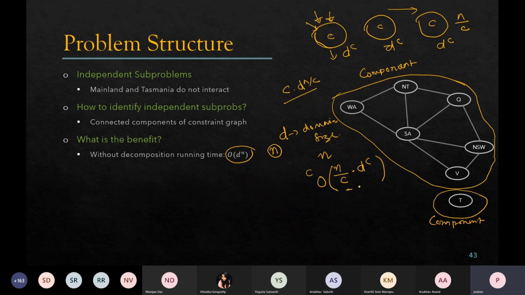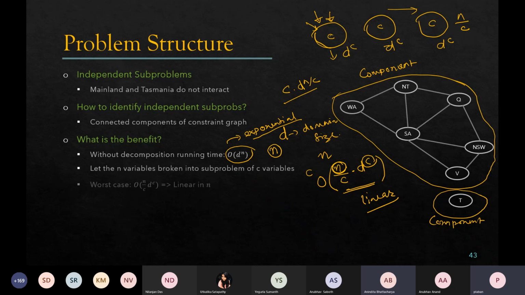Now, look at this form and tell me whether you have benefited or not. Here we had a kind of exponential form, right? We have d to the power n, but here n is appearing in a linear form. So here the running time has become linear because c is a constant to us, right? So that's how we are benefiting.